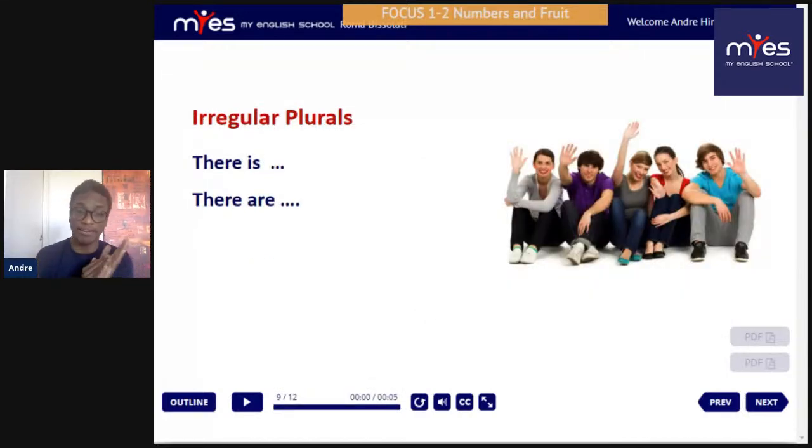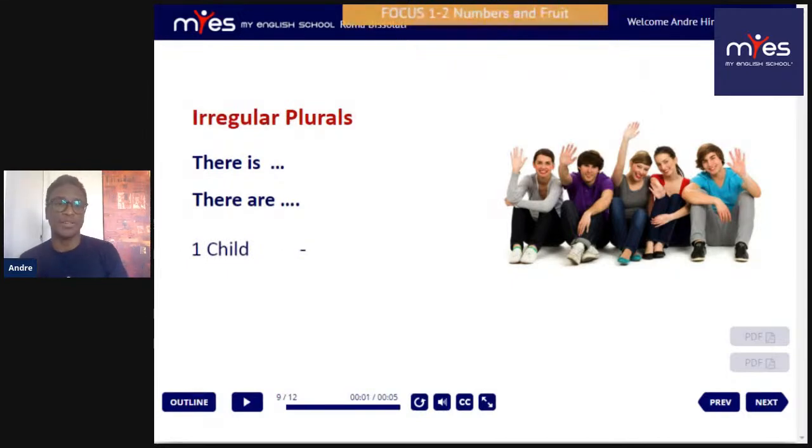Now let's look at irregular plurals. Now there are some plurals that don't end in S. These are called irregular plurals, which means they do not end in the letter S. So here are the irregular plurals. Excellent, Larissa. There are 3 tangerines, and your spelling is correct. Very, very good. So look at the irregular plurals now.